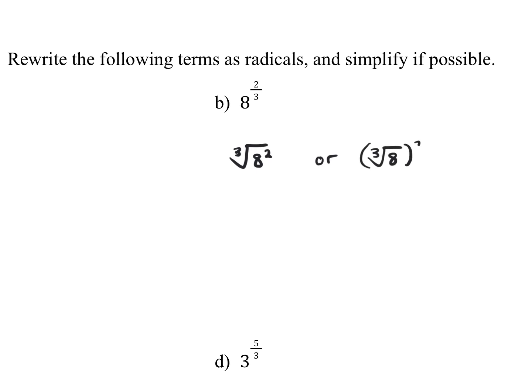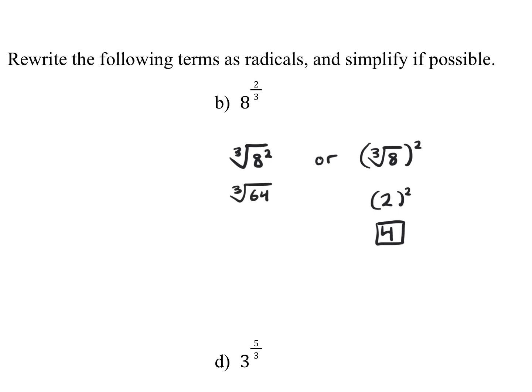I could take the cube root of 8 and then I can square it. Either way, we'll get the same answer. But here, I know that the cube root of 8 is 2. So I can simplify that first, and then I can just square my answer to get 4. So either way, we will get the same answer.